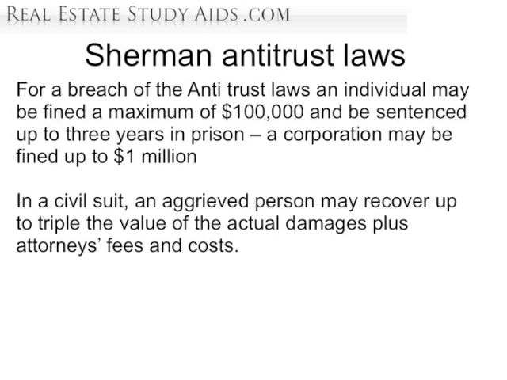An individual may be fined a maximum of $100,000 and be sentenced up to 3 years in prison, and a corporation may be fined up to $1 million for breach of the Sherman Antitrust laws. In a civil suit, an aggrieved person may recover up to triple the value of the actual damages plus attorney's fees and costs. This concludes the section on federal law.